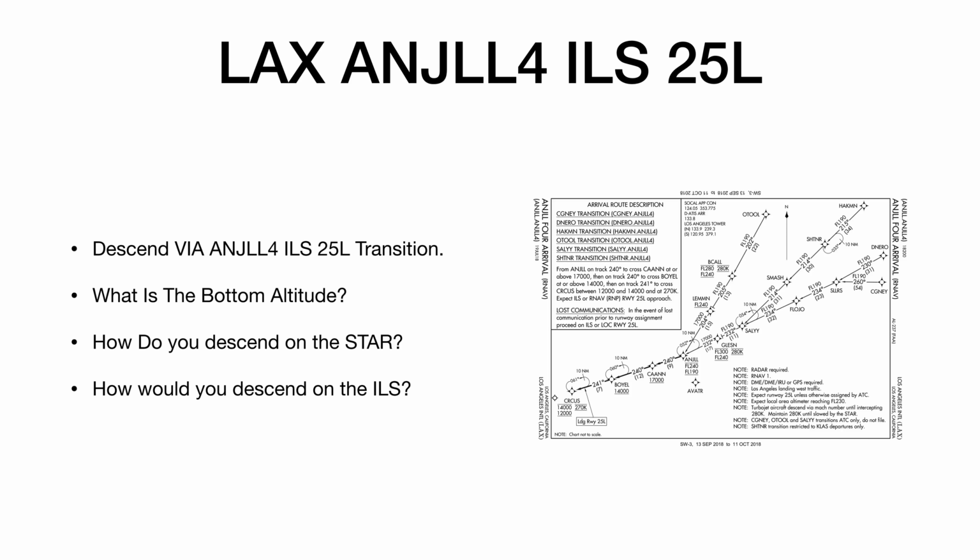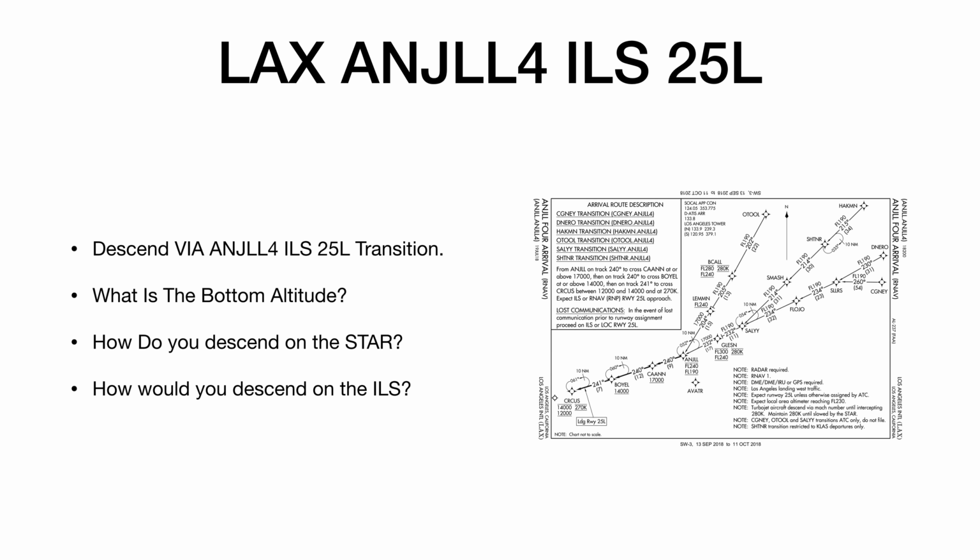So let's review the question from the last episode of the Stuck Mic Avcast. We discussed the Los Angeles ANJLL 4 ILS 2.5 left transition. We're given the clearance to descend via the ANJLL 4 ILS 2.5 transition, and I asked a few questions. What is the bottom altitude? How do you descend on the star? And how do you descend on the ILS and fly this ILS?